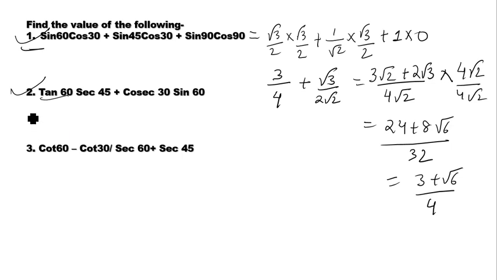What is tan 60? Tan 60 is root 3. What is sec 45? Now see, sec 45. Now cos 45 is 1 by root 2. Sec is the reciprocal of cos. So it will be how much? It will be root 2.